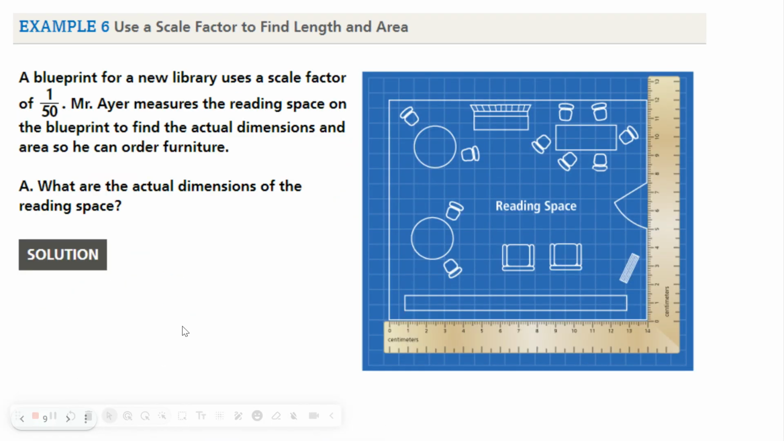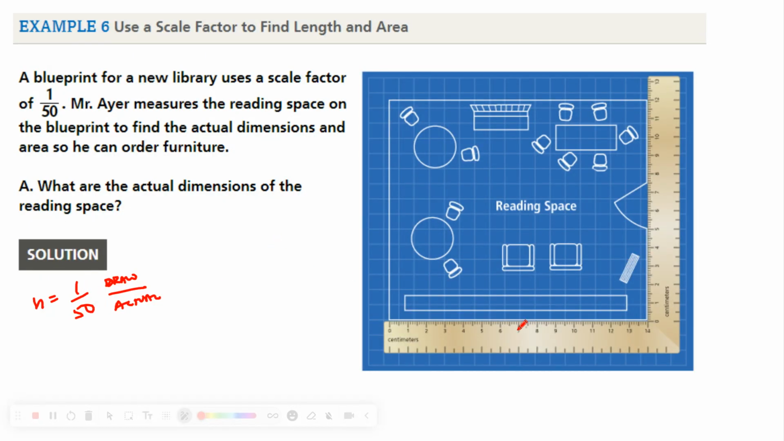Okay. Next, here we go. So scale factor and blueprints and all that fun. A great topic here. It says a blueprint for a new library uses a scale factor of 1/50. Mr. Ayer measures the reading space on the blueprint to find the actual dimensions and the area so you can add furniture. What are the actual dimensions of the reading space? So this scale factor, n equals 1/50, is comparing a drawing to an actual length, right? 1 is the smaller, 50 is the bigger, so we're scaling it up.